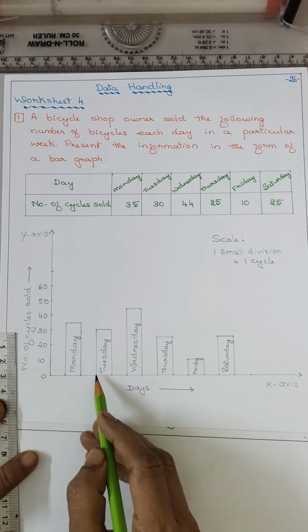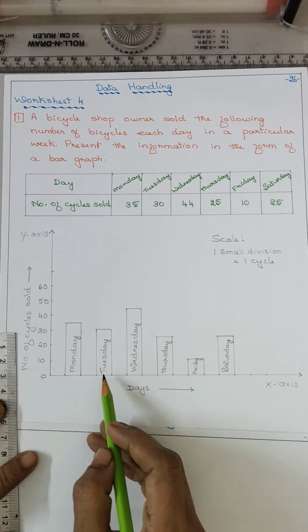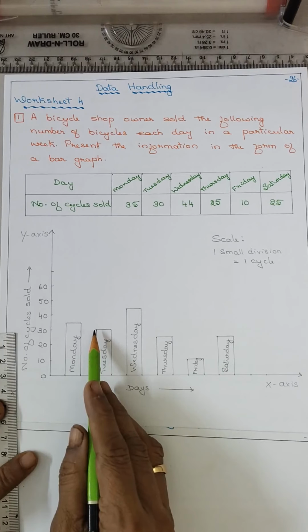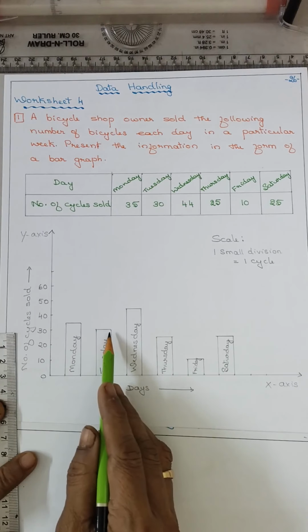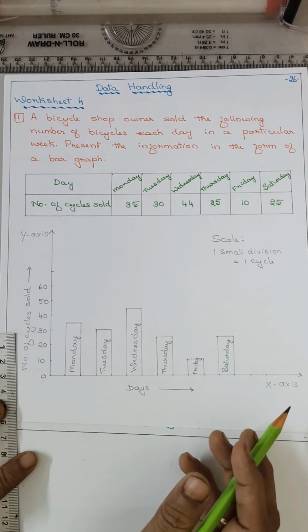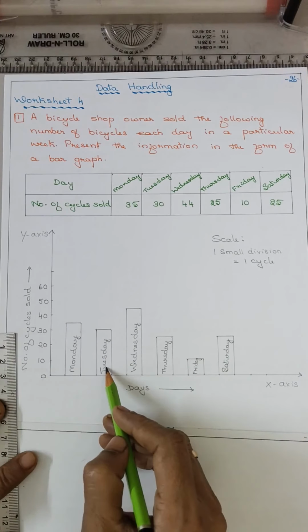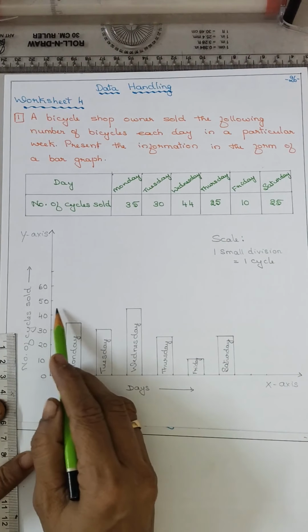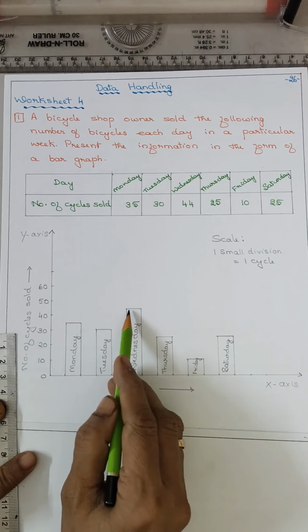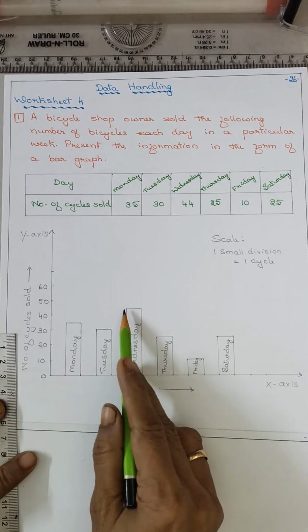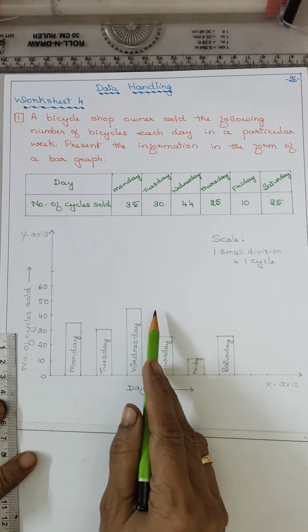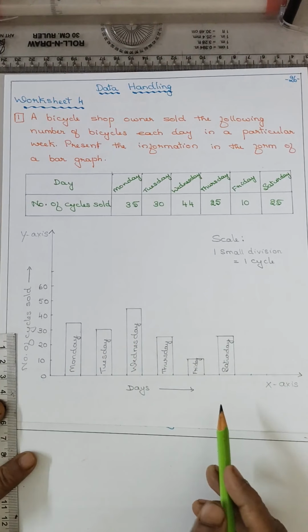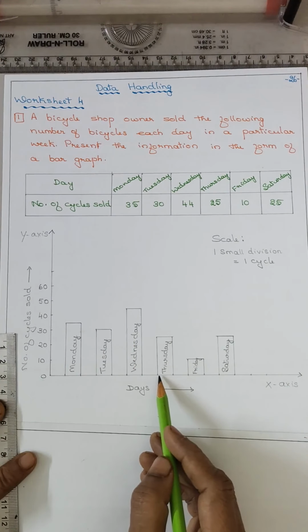Now next, leave 1 centimeter gap, then Tuesday, it is 30, up to 30 you have to draw the line, then horizontal line 1 centimeter, and then the vertical line, that is Tuesday. Now 44, after 40 the 4 small divisions, so that is 44. Draw, then sloping line 1 centimeter, then again, so that is Wednesday.